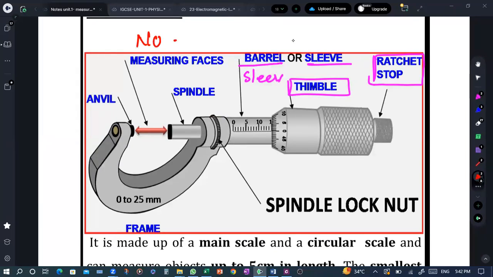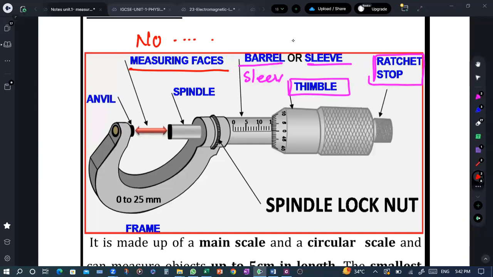Just when you go to a physics lab anywhere in your life, don't get horrified about what these things are. That's why I'm giving you an introduction: these are instruments used to measure length. That's it, no more than that. Okay, sir. Is it? Yes. So don't get horrified about that.